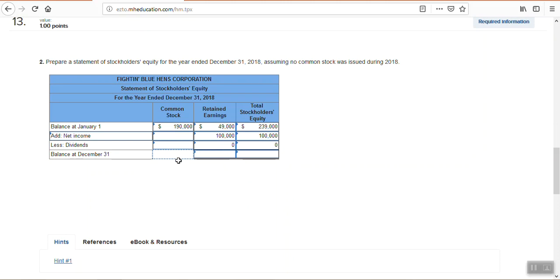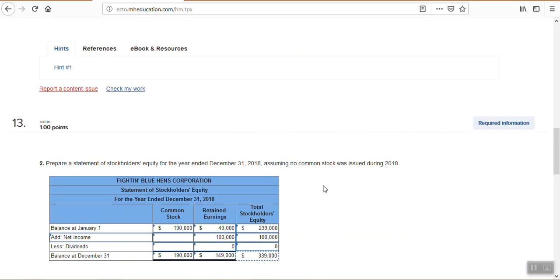And then our balance would just total down. So this one would be 190,000. And this would be 149. And this would be 339. And as I said, I know those are wrong numbers, but we're making some assumptions here.